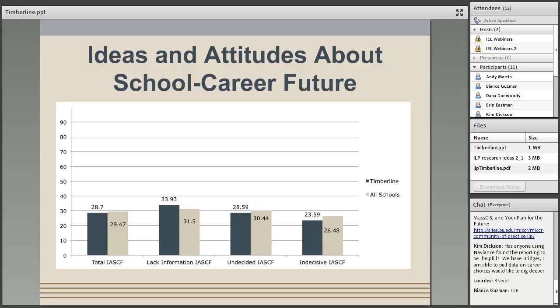So this is why we would use it as part of the pre and post. Are they feeling they have more information? And high, by the way, is bad. So in this case, students are reporting that they actually have less information available than the norm group, although they're a little less undecided.